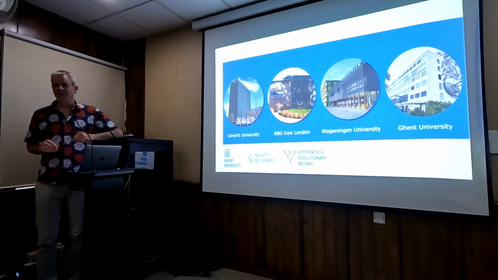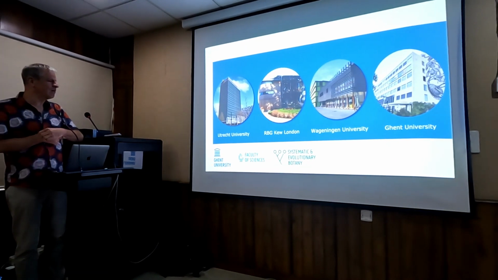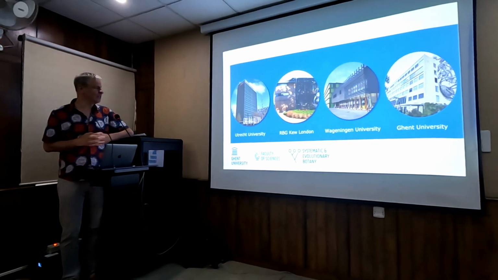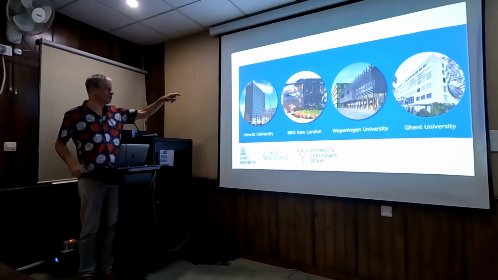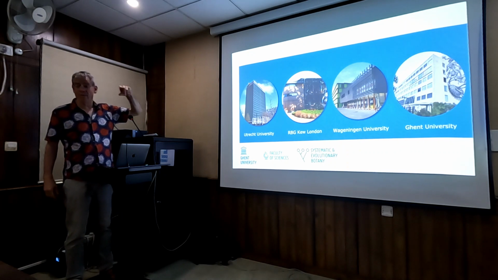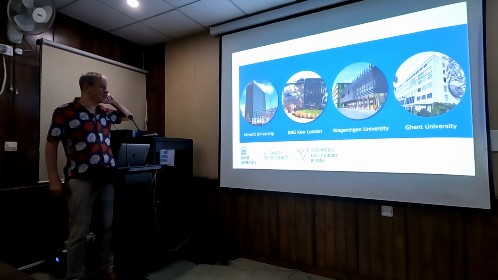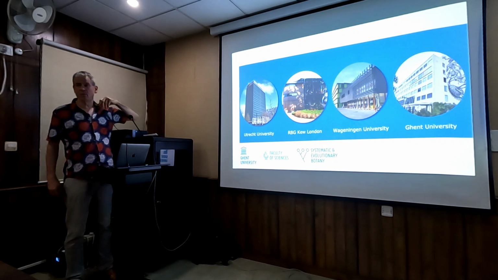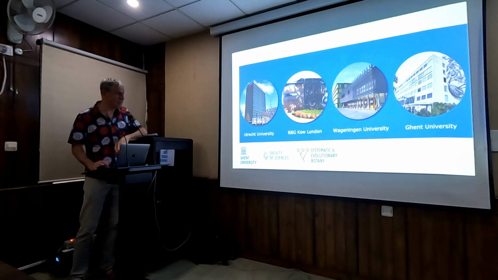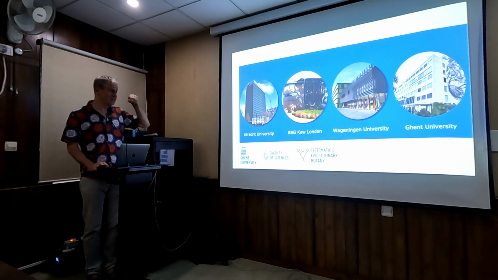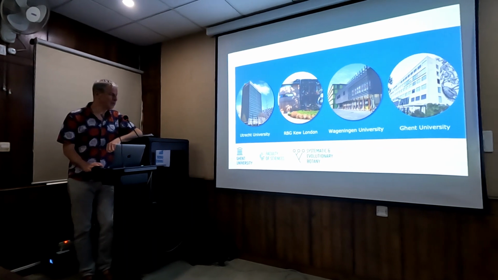Just briefly to introduce myself, this is where my academic career has taken me over the past 30 years. I did my PhD at Utrecht University in the Netherlands, then spent a year and a half, actually where Anna is now, in Kew Gardens in London, then went back to the Netherlands to Wageningen, and for 4.5 years I've been in Belgium at Ghent University, where I'm leading the lab of systematic and evolutionary botany.